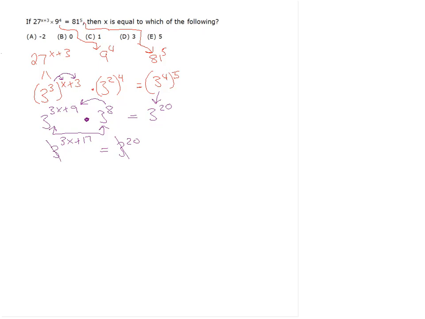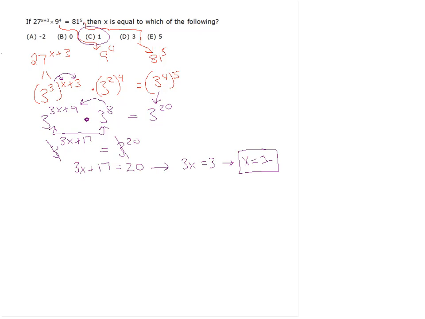And so now what we have is a very simple equation of 3x plus 17 equals 20, 3x equals 3, and of course, x is 1. So this is a very systematic process you can follow when you see that algebra is being involved with any sort of exponential equation where you're multiplying the bases as you see here.